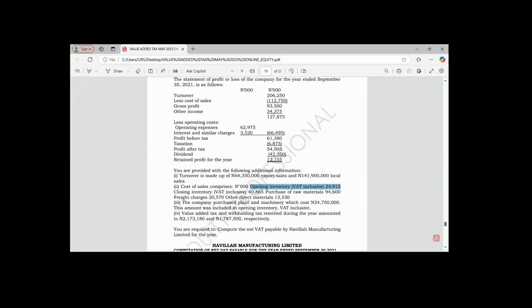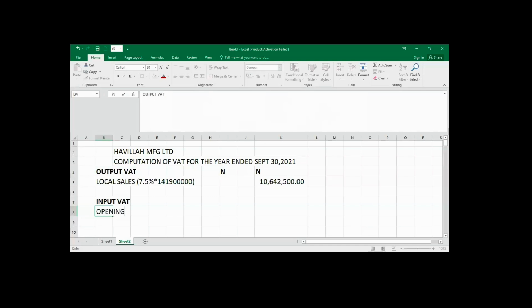before our adjustment. So in our computation, in our adjustment, we are going to say our opening inventory, which we are told in the question to be 24,915 million, minus the plant and machinery figure, which is 24,750.